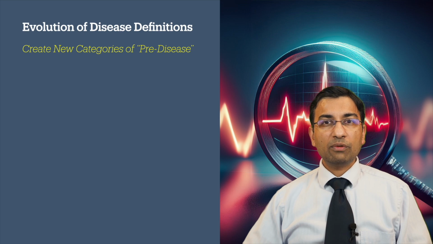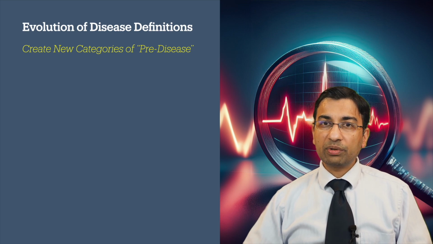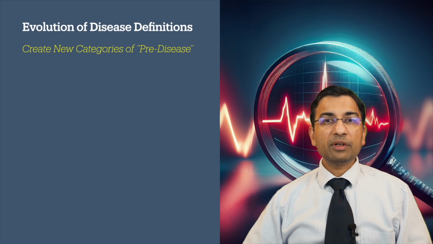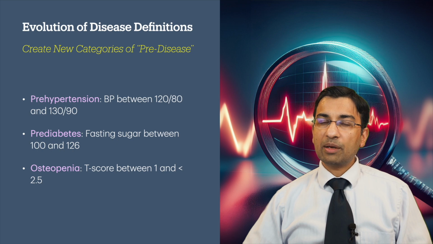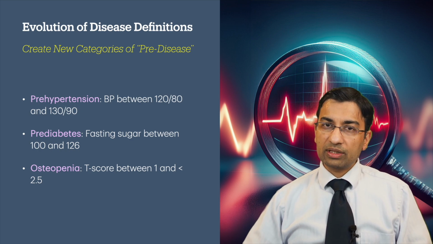One way definitions evolve is by creating new categories of pre-disease. These are designed to identify people at high risk of developing a full-blown disease with the hope of intervening early to prevent it. These categories are often based on measurable biomarkers or thresholds. Some examples include prehypertension, which is now called stage 1 hypertension, prediabetes, and osteopenia. The goal of creating these categories is to reduce future disease, but it also raises questions about overdiagnosis and whether labeling someone at risk might lead to unnecessary treatment or anxiety.